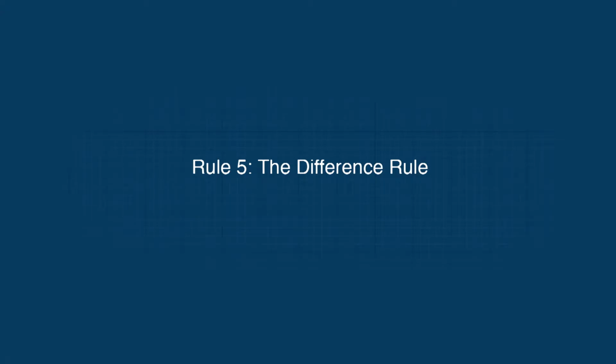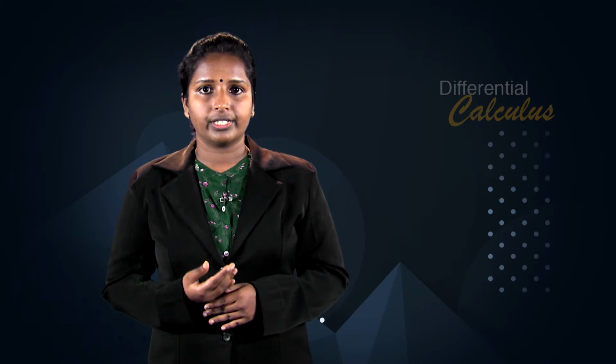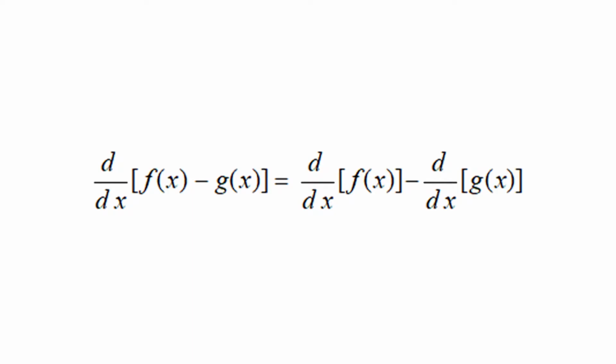Rule 5, the difference rule. The difference rule says that the derivative of a difference of differentiable functions is the difference of their derivatives. d/dx of f of x minus g of x equals d/dx of f of x minus d/dx of g of x.